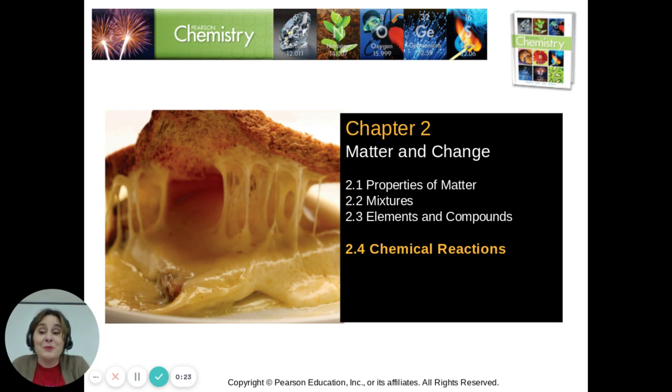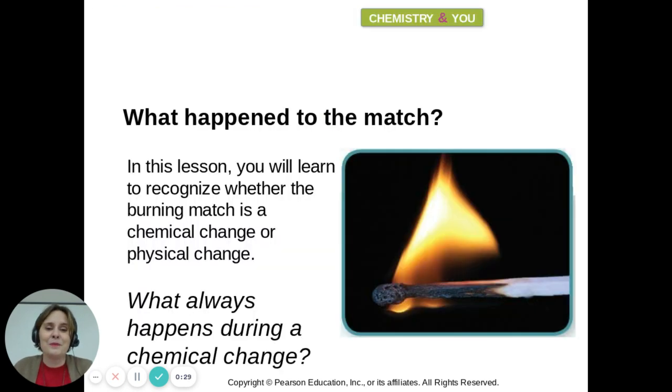And again, once more with the delicious grilled cheese sandwich. Kind of making me hungry just looking at it. And again, we had to apply some heat to that sandwich to make the cheese melt. In this lesson, we're going to learn how to recognize whether this burning match is a chemical or a physical change. Big question, what always happens during a chemical change?